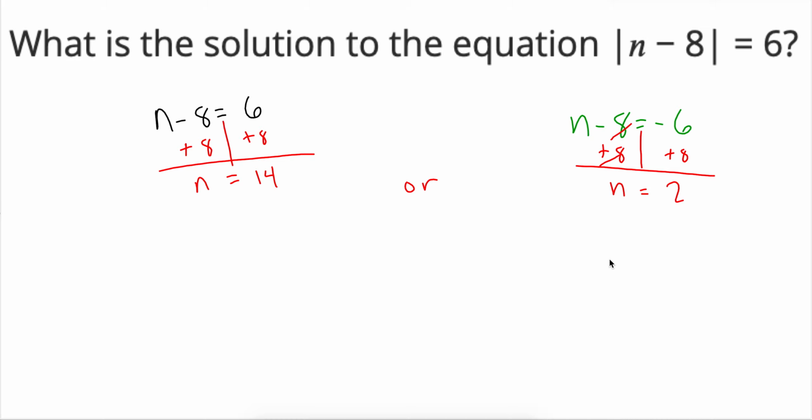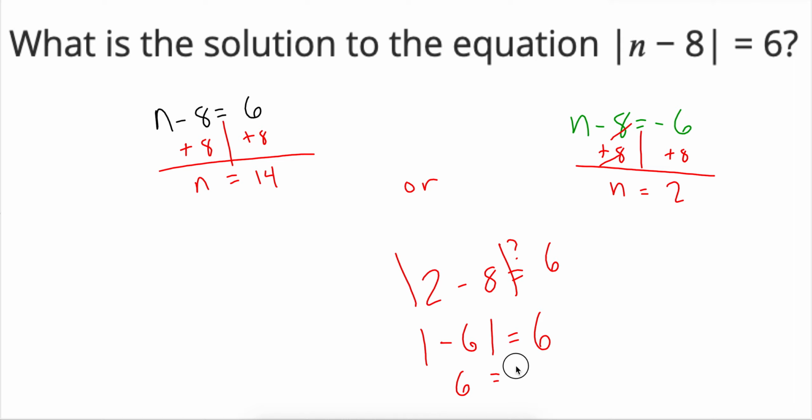Okay. You can check it up here as well. Let's put 2 in there. 2 minus 8, does that equal 6? Absolute value of 2 minus 8, does that equal 6? Well, 2 minus 8 is negative 6. Does the absolute value of negative 6 equal 6? Well, the absolute value of negative 6 is just positive 6. Yes, it does. It works.